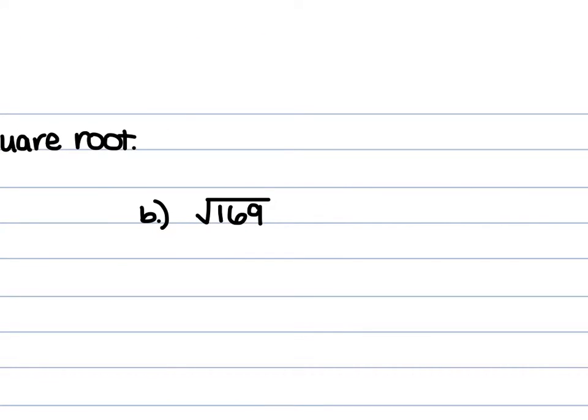So the square root of 225 is 15. For B, we have the square root of 169. Well, 169 is 13 times 13. So we have the square root of 13 times 13. We're looking for a group of 2. There's 2 13s, so we pull one of them out. And that's our answer.